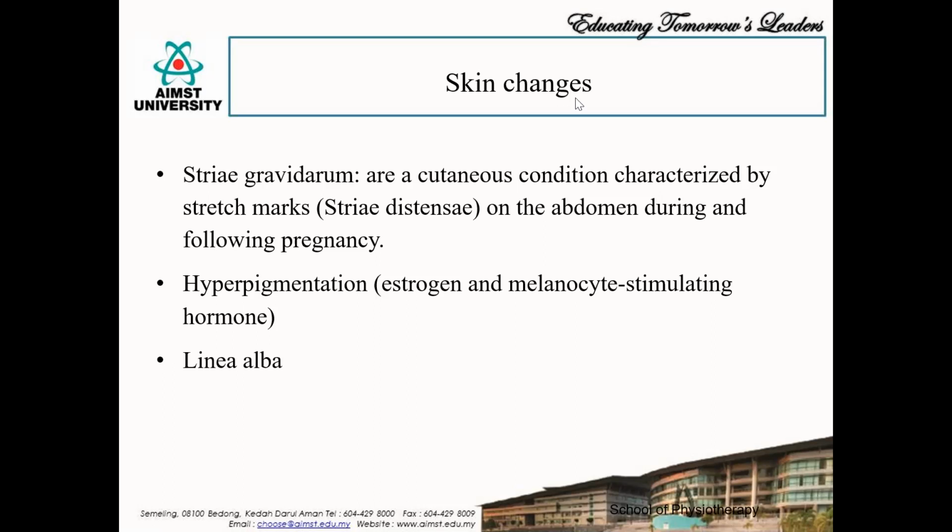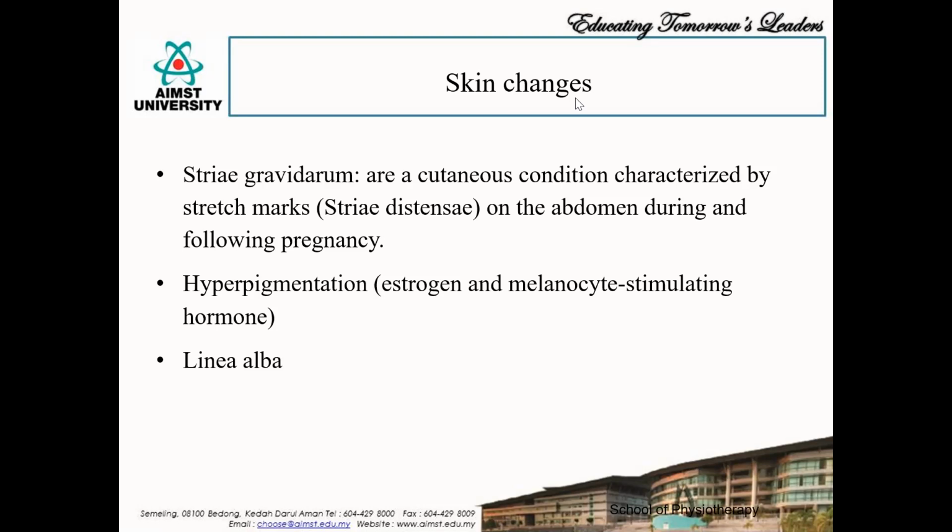Other than that, there will be something called striae gravidarum. These are stretch marks present in the abdomen. After delivery, there will be more of these striae gravidarum. Then next is hyperpigmentation. This hyperpigmentation is because of the hormone estrogen and melanocyte stimulation, and that will lead to darkening in the mother.